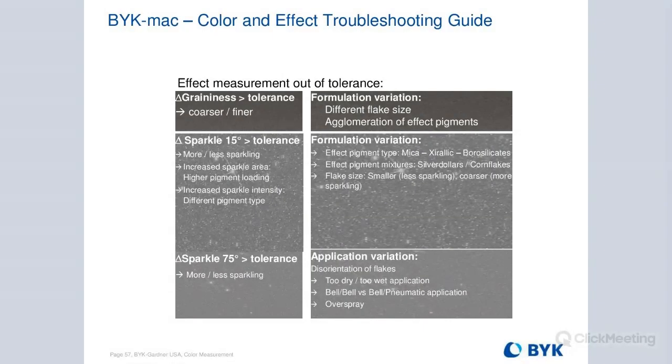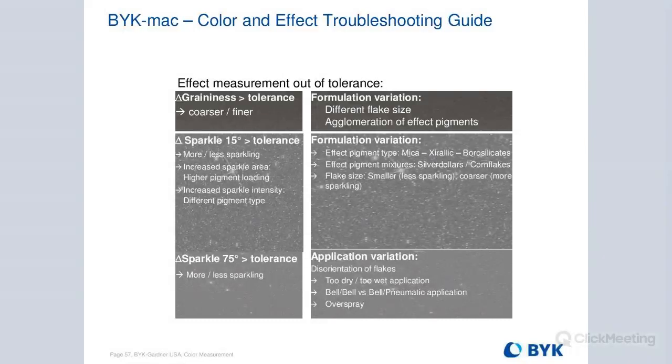And this is a summary slide for where we would first focus if we looked at sparkle and graininess differences. So the 15 degree sparkle, more or less sparkling, usually points us in the direction of the type of pigment that's being used. If we're increasing the sparkle area, then we look at the pigment loading, which is usually something that would cause the area to increase. And again, the intensity would probably stay the same. And if we saw differences in intensity, then we look for different types of pigment being used. Typically the smaller flakes are less sparkly than the coarser or bigger flakes. And then the different types of pigments have different sparkle characteristics.